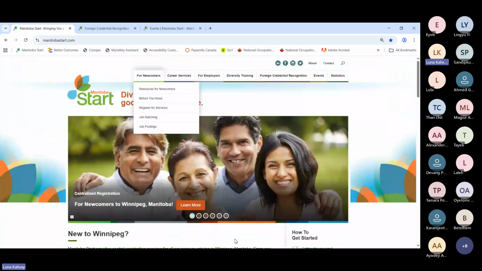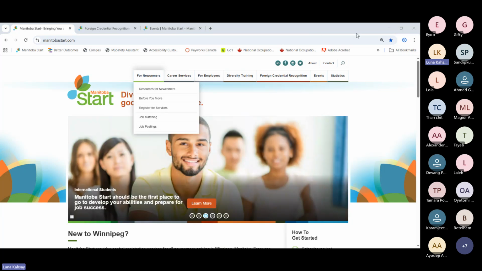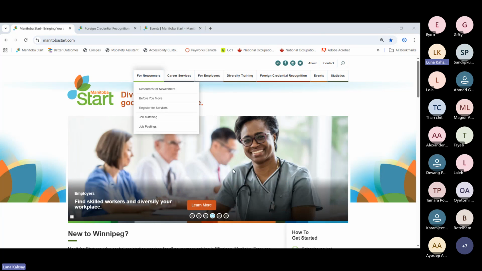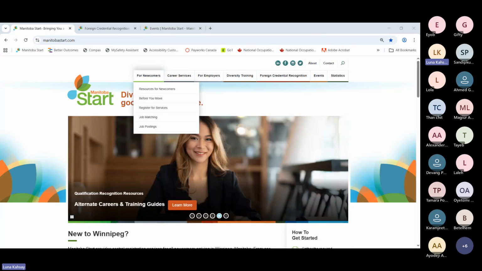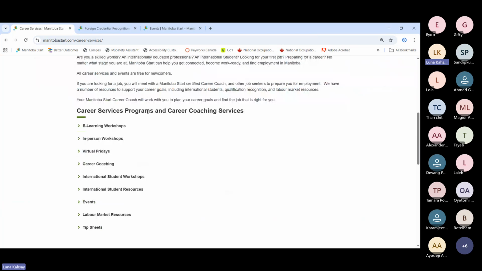So what do you get by registering with Manitoba Start? You will be connected to settlement services with other partners, and have access to career services that can assist you with your resume development and career planning. For those of you who said you are a newcomer and want to start your job search, feel free to connect with us, because we will help you with your job strategies, interview skills, and career planning as well. For the list of programs, just click on career services, and you will find all the programs and services under it.